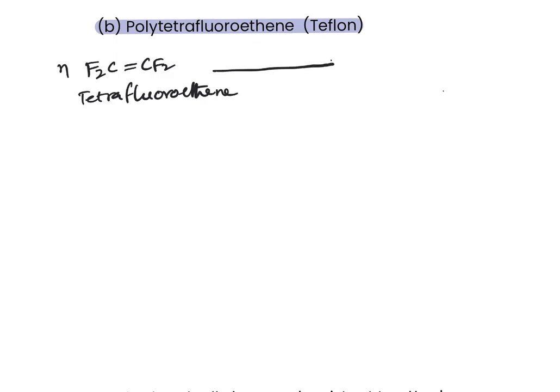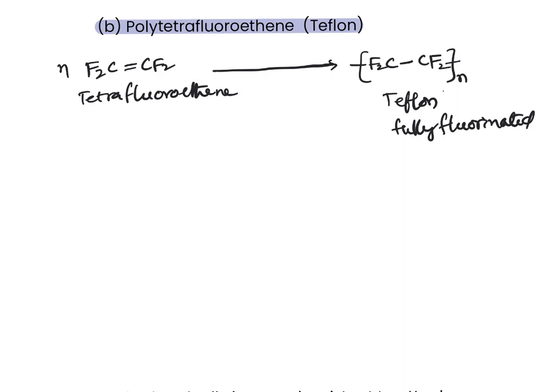Next one, polytetrafluoroethene. This can be prepared from n number of CF2 double bond CF2. This is called tetrafluoroethene. On polymerization it is converted into CF2 single bond CF2 single bond and take n. This is called Teflon. This is a fully fluorinated polymer.